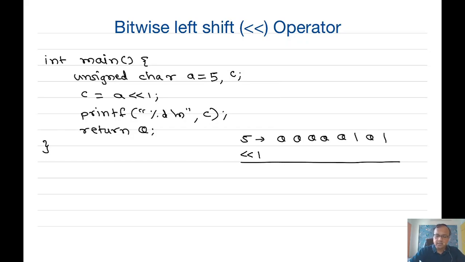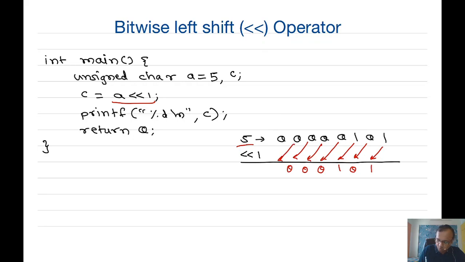What exactly does it do? When we apply left shift on any number, each bit in that number will be shifted to the left by 1. Taking a look here, we find the bit pattern of 5, and applying left shift by 1, you will find that each bit is shifted. So 1 is shifted, 0 is shifted, 1 is shifted, and the rest of the zeros are also shifted.